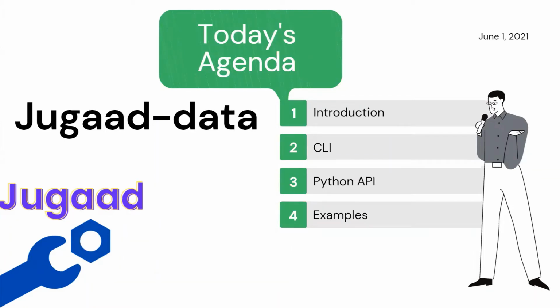I'm going to talk about jugaad-data today. It's a Python library to download Indian stock market data. Right now it supports NSE's new website. The jugaad-data offers you a command line interface and several Python functions to download various data points. You can download stock data, index data, and derivatives data using jugaad-data.